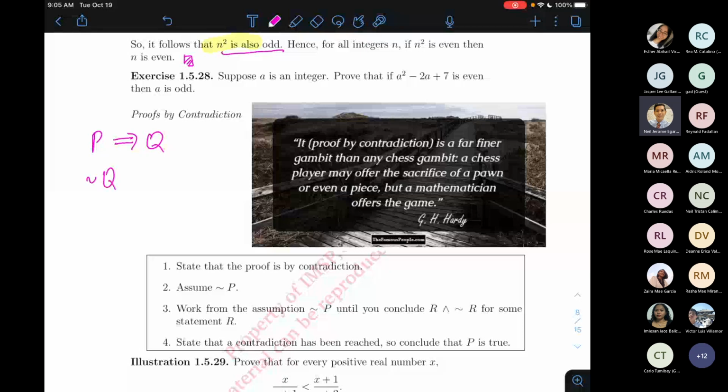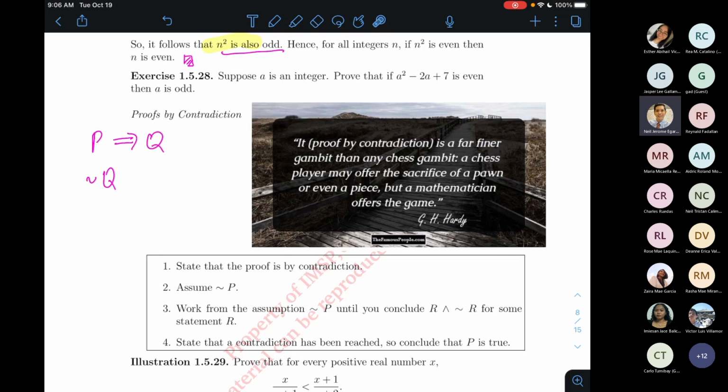Okay? Kunwari mali yung gusto nating i-prove. So we will put as a premise yung negation ng conclusion. And then from that, we'll use previously proven facts, we'll use valid implications from not Q, and hopefully arrive at a contradiction. Gusto nating ipakita na kapag mali yung theorem na gusto nating i-prove, or when we have a false conclusion, then we will arrive at something contradictory to a previously known fact. Okay, so dapat makahanap tayo ng mali.